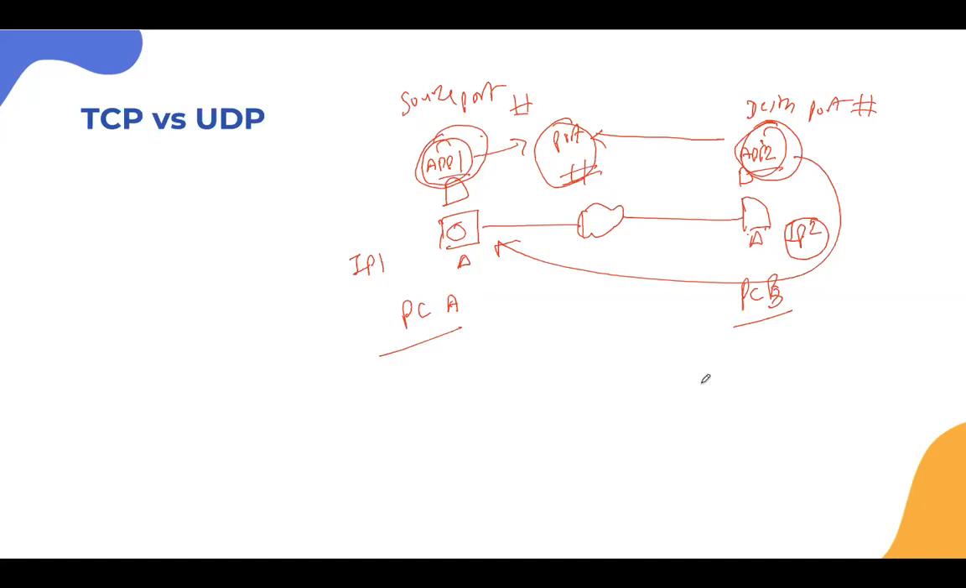Just to tell you, this game of ports, like the Game of Thrones, this game of ports actually happens at layer 4. That is why I am discussing it. And it is applicable to both TCP as well as UDP.